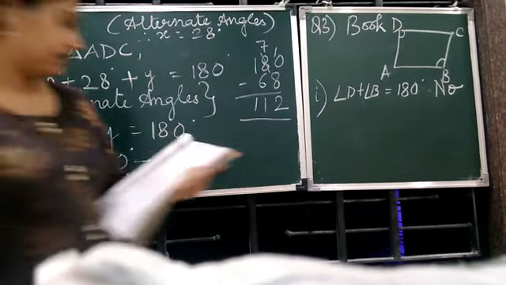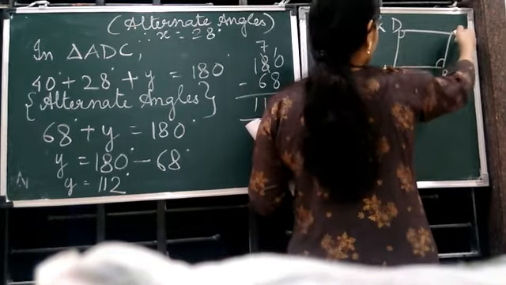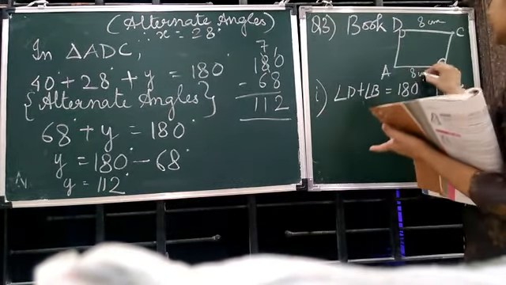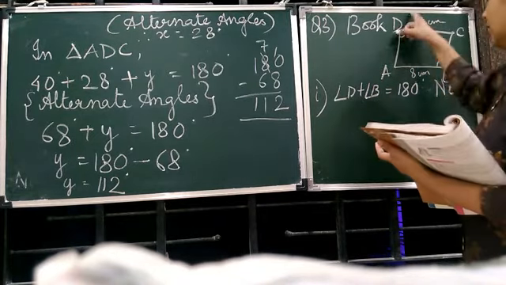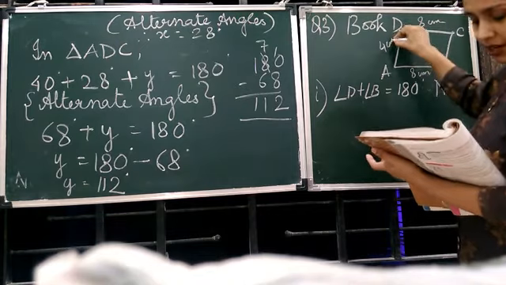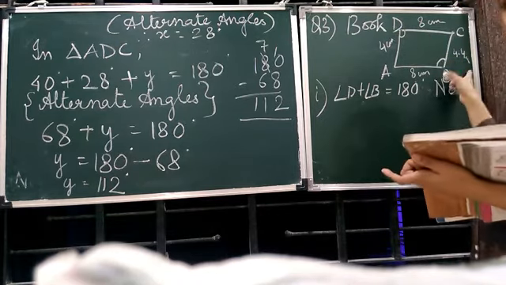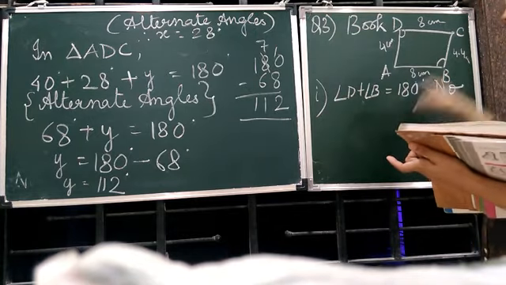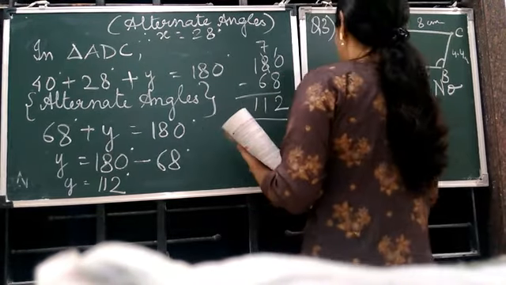Then AB is equal to DC. Opposite sides are equal. Both are 8 centimeters. And AD is 4 centimeters and BC is 4.4 centimeters. How? Opposite sides should be equal, so this also should be 4 only. That means again, the second part is also a no.